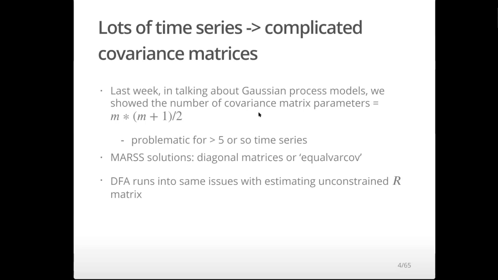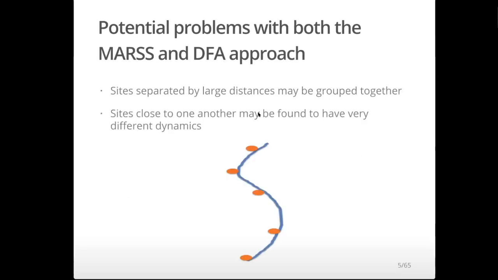And then, of course, DFA runs into the exact same issues that MARSS does. So I think there's a number of folks who are working on final projects that involve collections of 10 or 15 time series, and you'll find those models take a very long time to run, especially if you have these unconstrained observation error matrices, just because of this dimensionality problem, which you can't really get around in that MARSS type framework. So we need to think about other options.